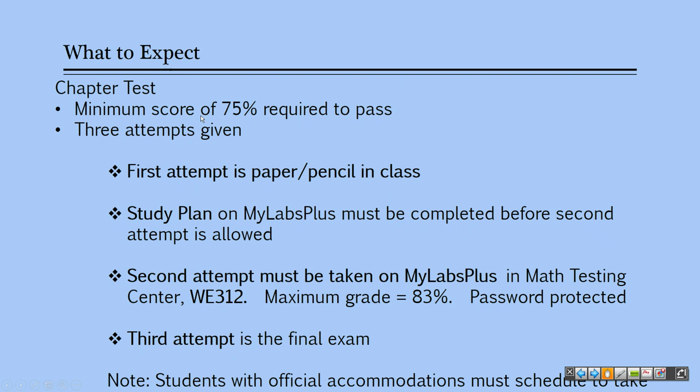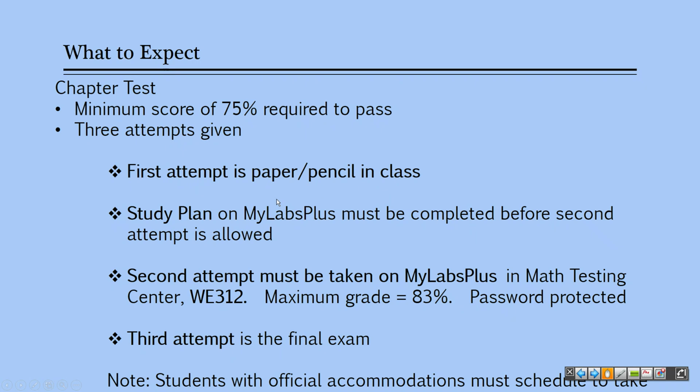At the end of a unit, after you've completed all your homework and you've taken your quiz, there will be a test. Minimum score for passing is a 75%. There are 3 attempts to take a test. Your first attempt will be in class, and it will be paper and pencil.